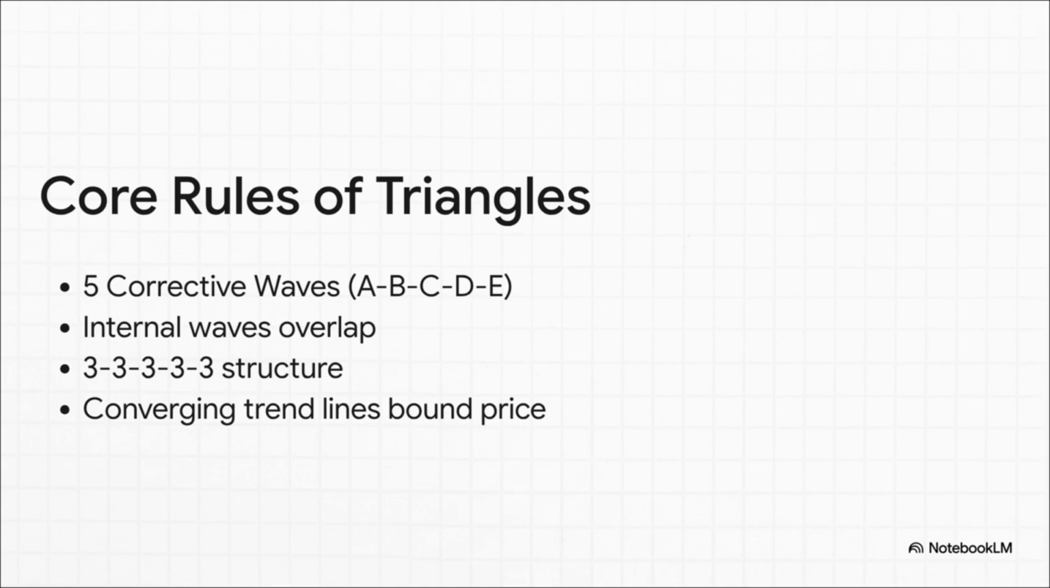Here's the secret to memorizing this. The subwave structure is 3-3-3-3-3, meaning each of the 5 legs subdivides internally into 3 smaller corrective waves. They are uniquely, entirely corrective in their internal structure. And finally, as these waves unfold, they're bounded by converging trendlines that visually squeeze the price tighter and tighter.